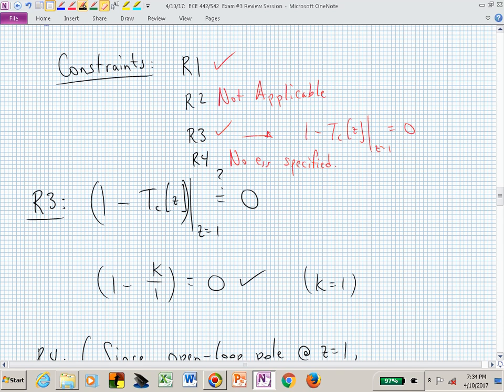So let's just forget that comment, and now we need to pick k to make this equal to 0, and that's going to be true if we let k equal to 1. This is assuming now that T sub c of z was that k over z, and we're evaluating it at z equal to 1.